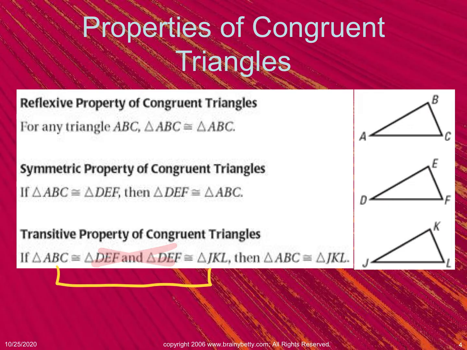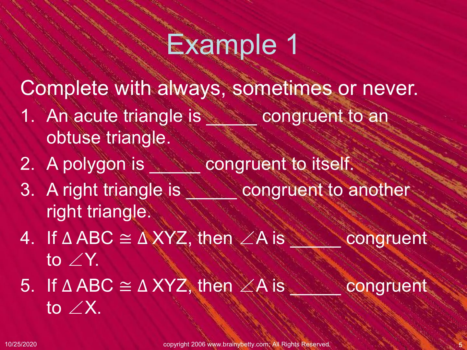And now let's do some examples. All right, so for example 1, they want us to fill in the blank line with the words sometimes, always, or never. So I know my blank line is a little small. So for the answers that are always, I'm going to put a capital A. For sometimes, I'm going to put a capital S. And for the never answers, I'm going to put a capital N.